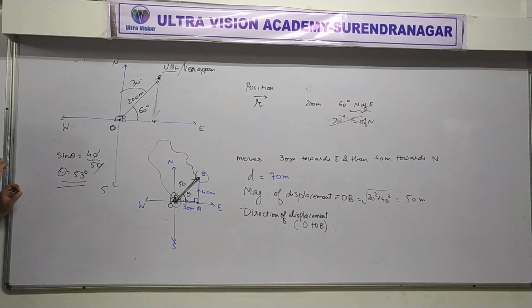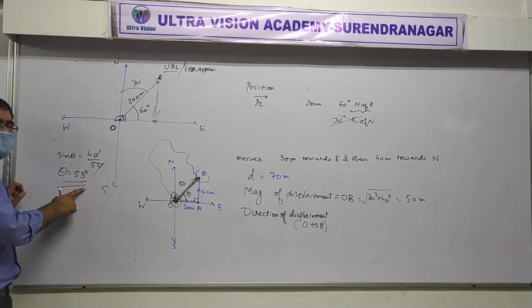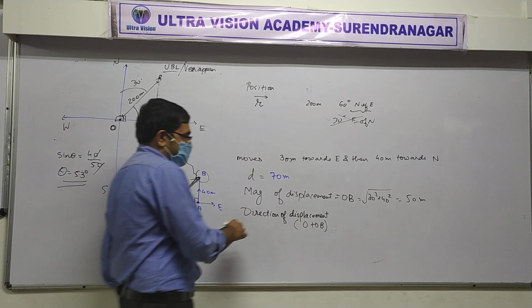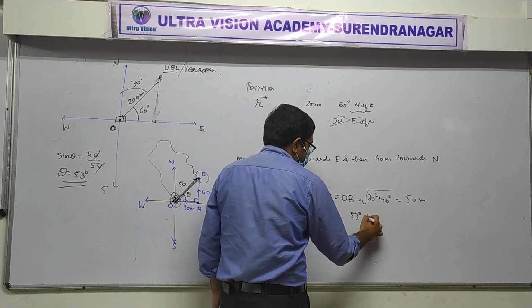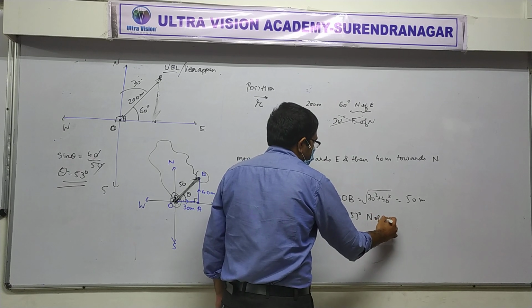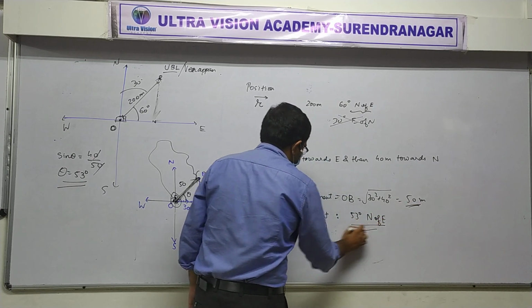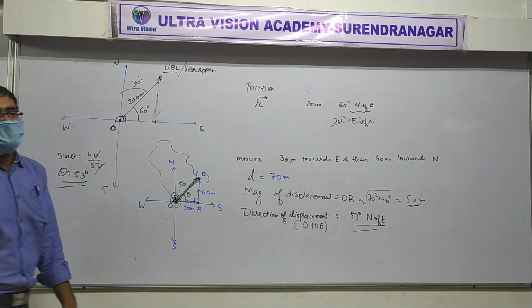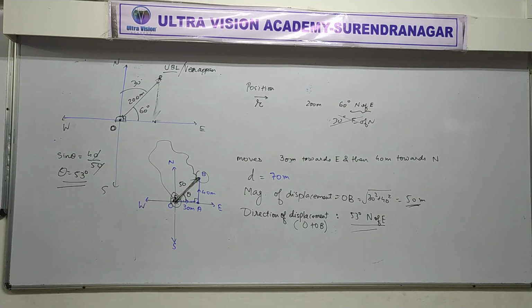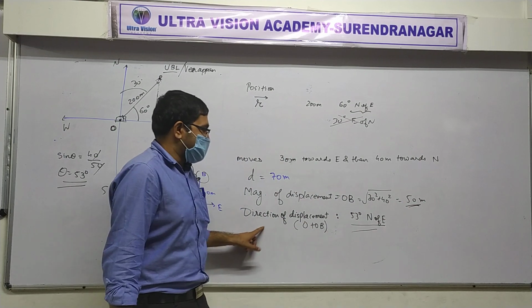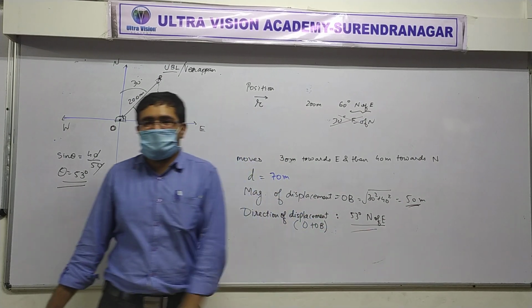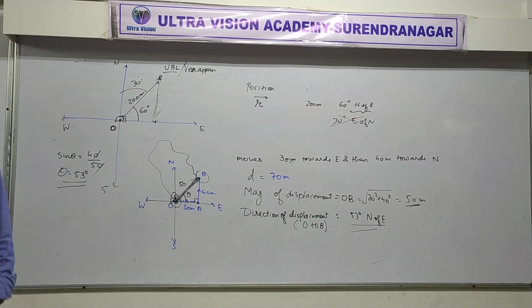Clear or not clear, everyone? Theta equal to 53 degrees. So if you want to mention the direction of displacement, you could say this is 53 degree north of east. So this is a vector. Again, I hope you are understanding what I'm saying: displacement is a vector, it has a magnitude, it also has a direction. Is it fine? Clear?